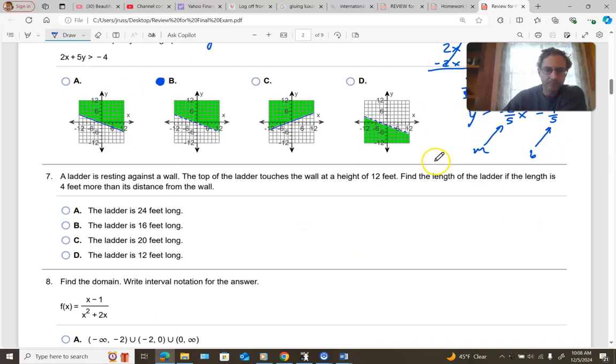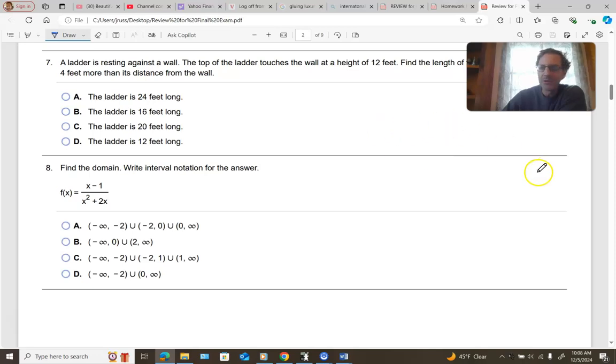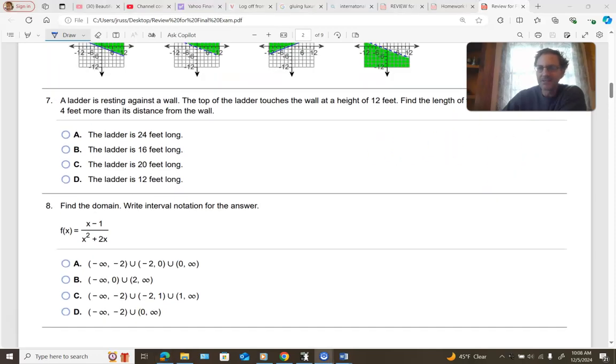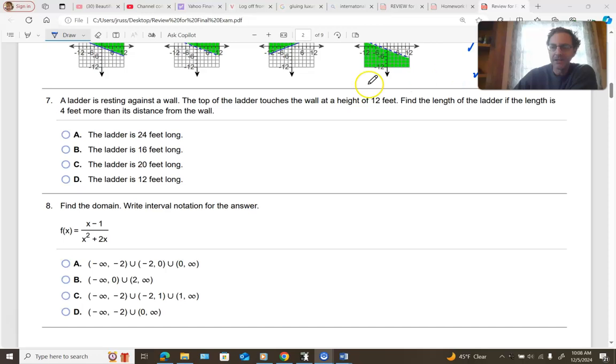All right. Number 7. Okay, I think I even told you guys in class that the ladder problem, as it was known, is even on the final. Okay, so let's go ahead and do this one. It says, so a ladder is resting against a wall. The top of the ladder touches the wall at a height of 12 feet. So remember, guys, we're using the Pythagorean theorem here. You're going to get a right triangle.